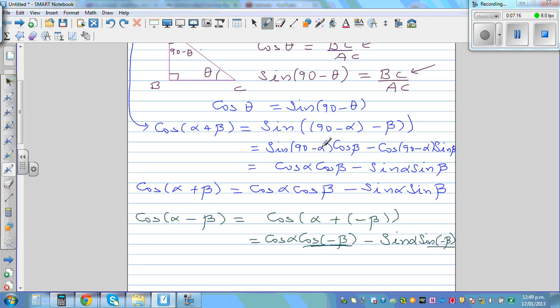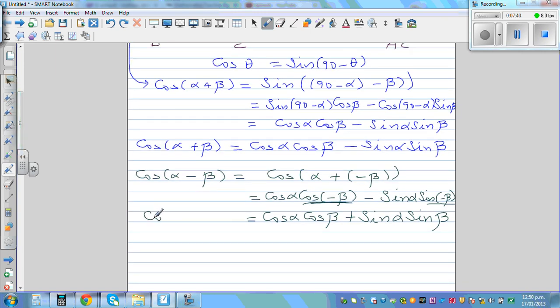So the first term will not change, it is cos alpha cos beta, and this negative and that negative will make this positive. So this is plus sine alpha sine beta. Cos alpha minus beta is cos alpha cos beta plus sine alpha sine beta.